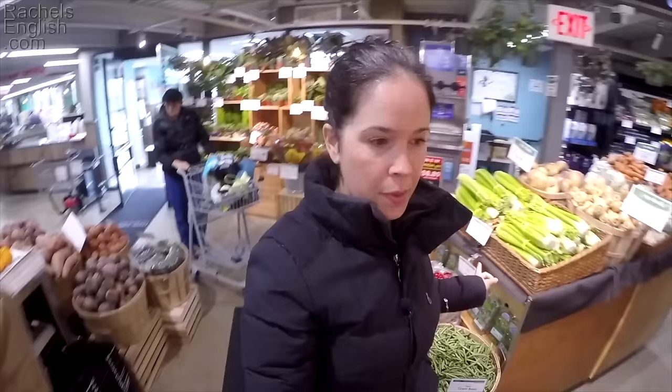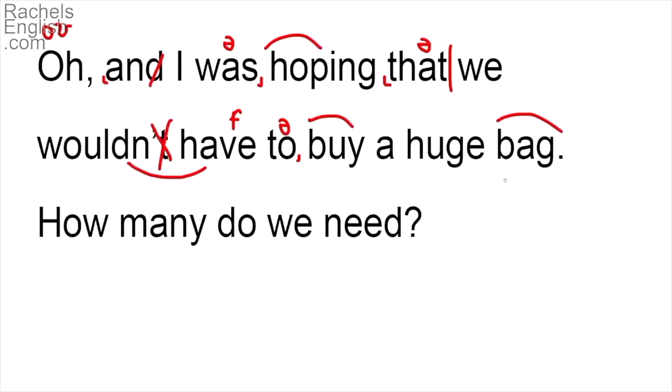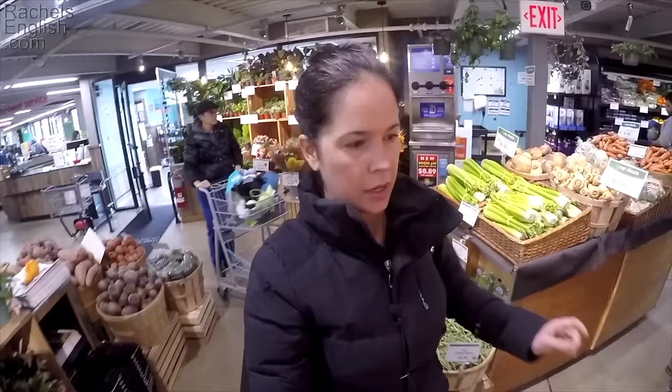That we wouldn't have to buy a huge bag. A huge bag. The schwa said very quickly, huge, a little bit longer, and then bag has more of that up-down shape of stress. A huge bag. How many do we need?